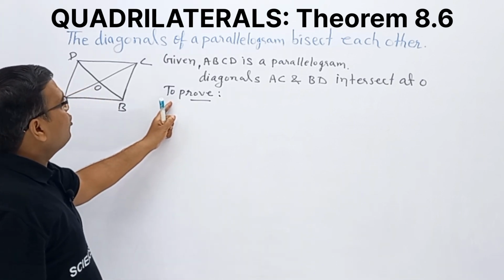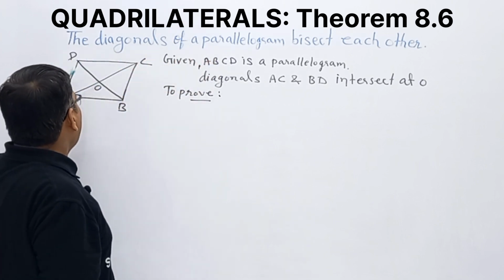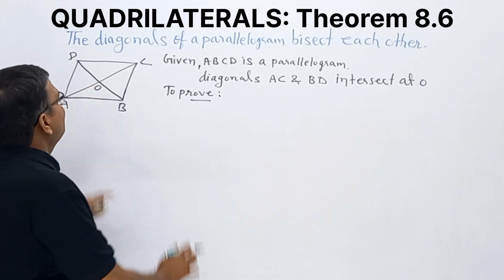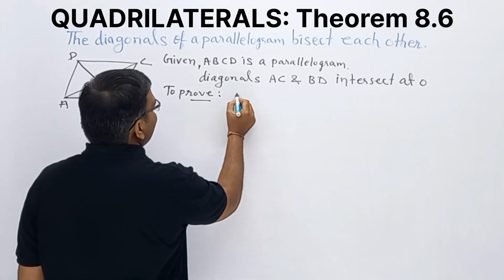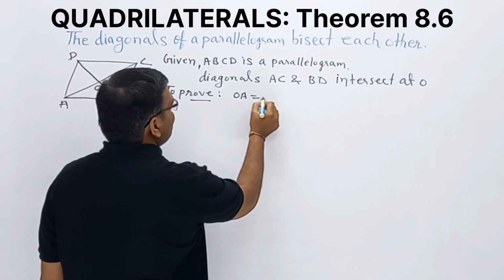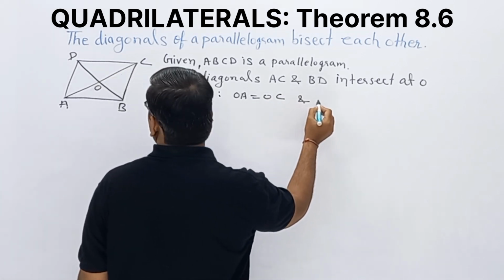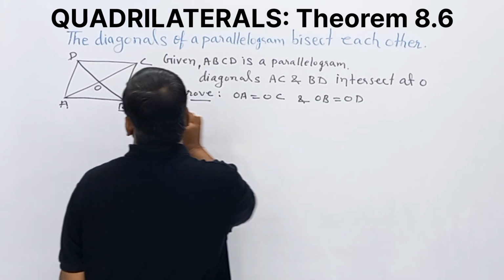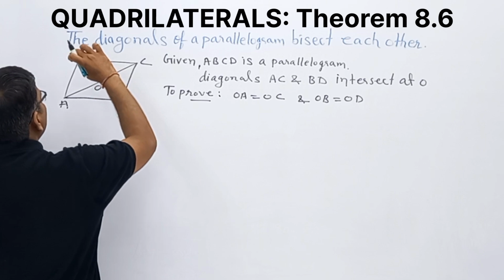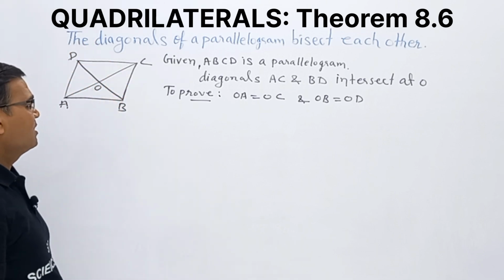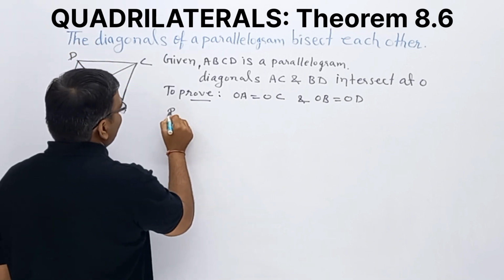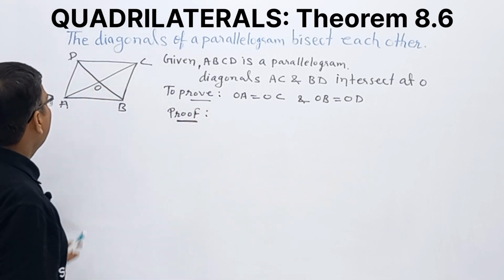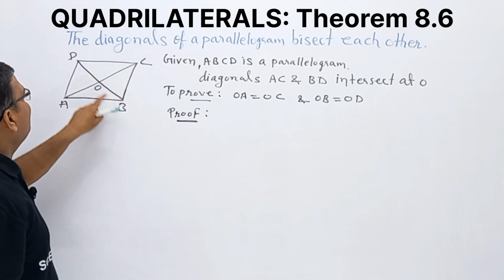So what do we want to prove? In a parallelogram, AC and BD are two diagonals and they are bisecting each other. It means OA equals OC and OB equals OD. These things we want to prove. Clear? So what about its proof? Observe. Now we require OA equal to OC and OB equal to OD.